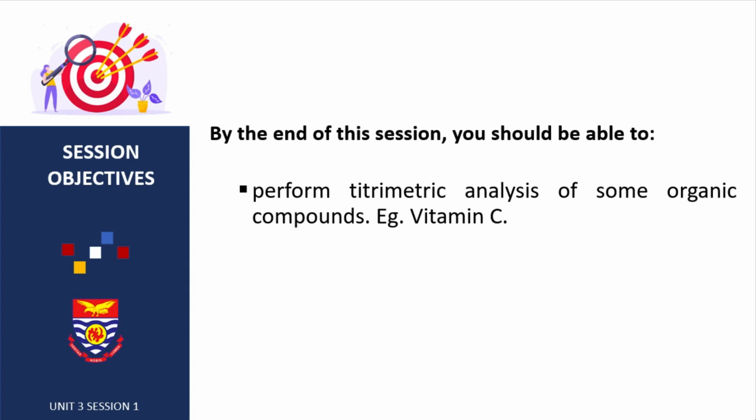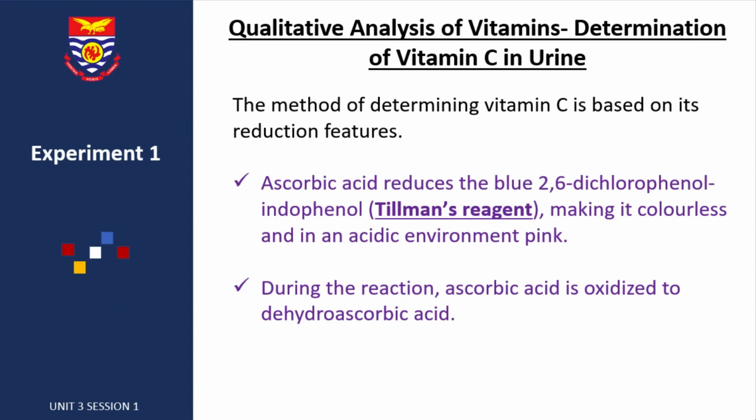vitamin C. So, with your first experiment, you'll be looking at the qualitative analysis of vitamin C, which in other words is the determination of vitamin C in urine. Right. So the method of determining vitamin C is based on its reduction features. Right. So ascorbic acid reduces the Tillman's reagent, making it colorless, and in an acidic environment, making it pink.